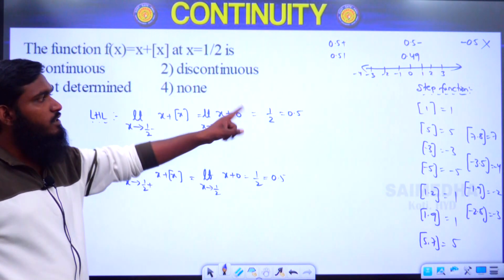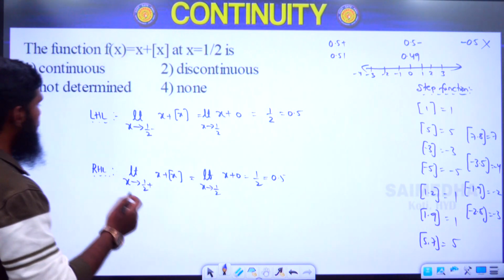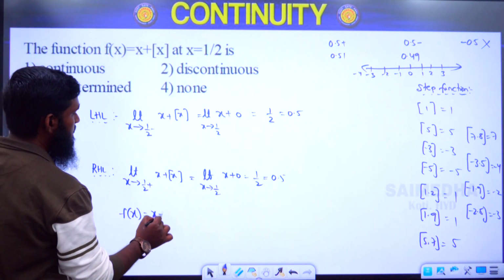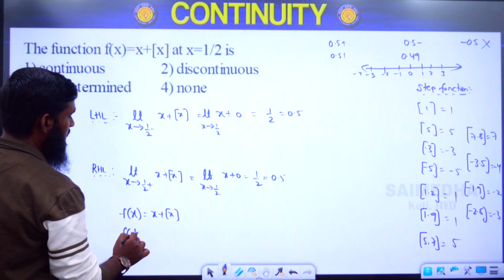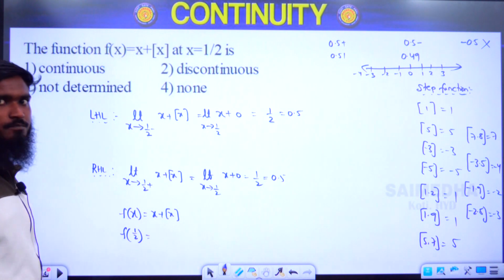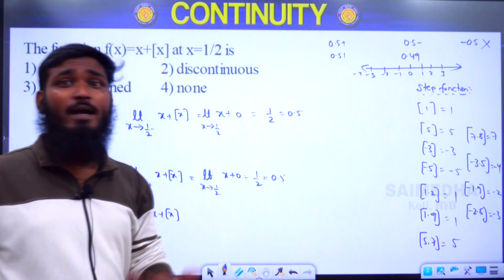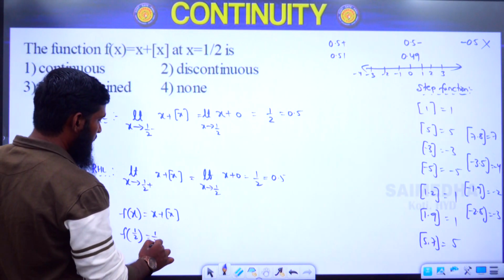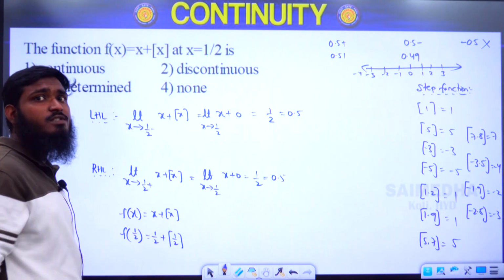Now LHL value is equals to 0.5, RHL value is equals to 0.5. Then what is the function value? What is the function we are having now? f of x is equals to x plus bracket of x. Now x value is equals to 1 by 2. Directly we are taking 1 by 2 over here. Now we are not taking 1 by 2 minus or 1 by 2 plus over here. So now 1 by 2 plus bracket of 1 by 2. Bracket of 1 by 2 means 0.5.